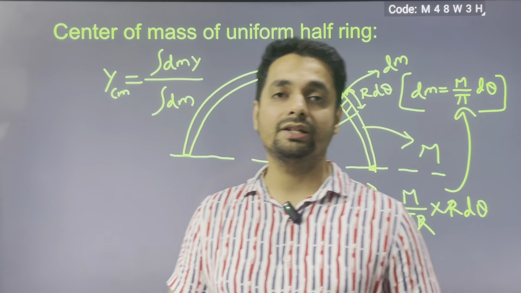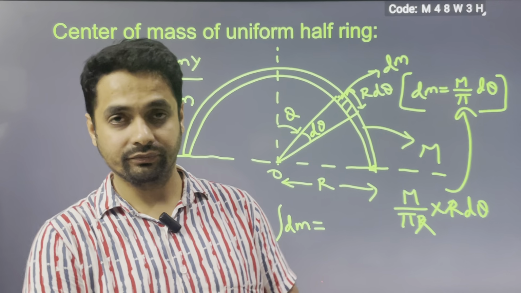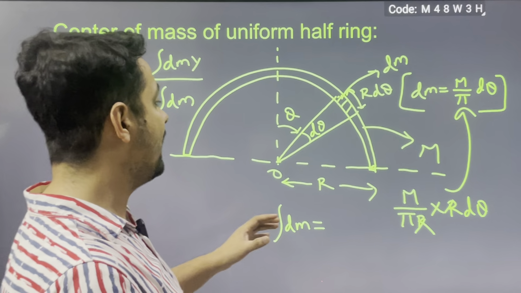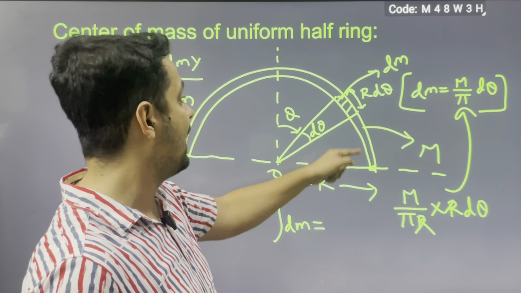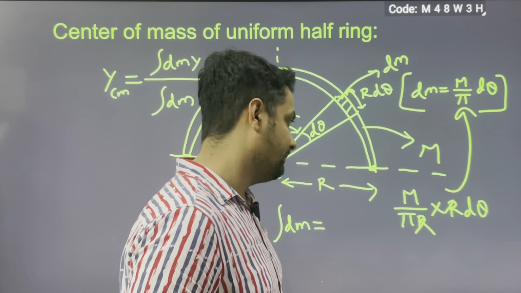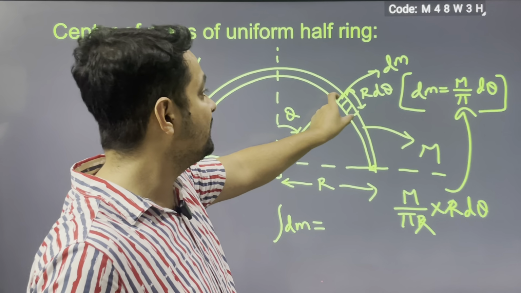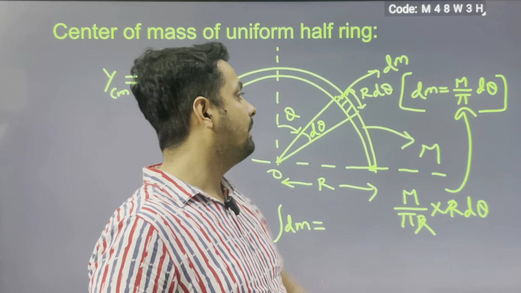First thing you should understand, mass is distributed over its length, area or volume. Here, because it is on the length, I just wrote m by pi r, because pi r is the length of this half ring. 2 pi r is for a full ring, for a half ring it is pi r. And the length on which I am taking dm mass is r d theta only. So dm we got is m by pi d theta.